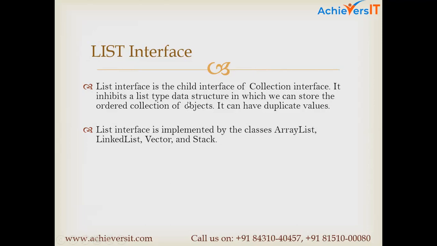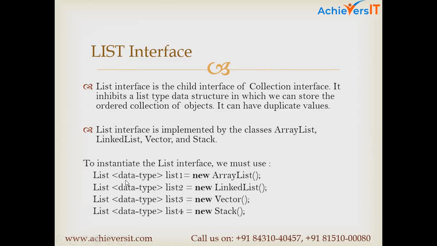Collection interface. Okay, it inherits a list type data structure in which we can store an ordered collection of objects. Whenever we are using list, the elements or the objects will be in an ordered collection, and it can have duplicate values also. I'll tell you when to use list, when to use set or map. It is implemented by the classes array list, linked list, vector, and stack. This is how you declare list 1, list 2, however many lists you want, you can instantiate whatever list type you need this way.